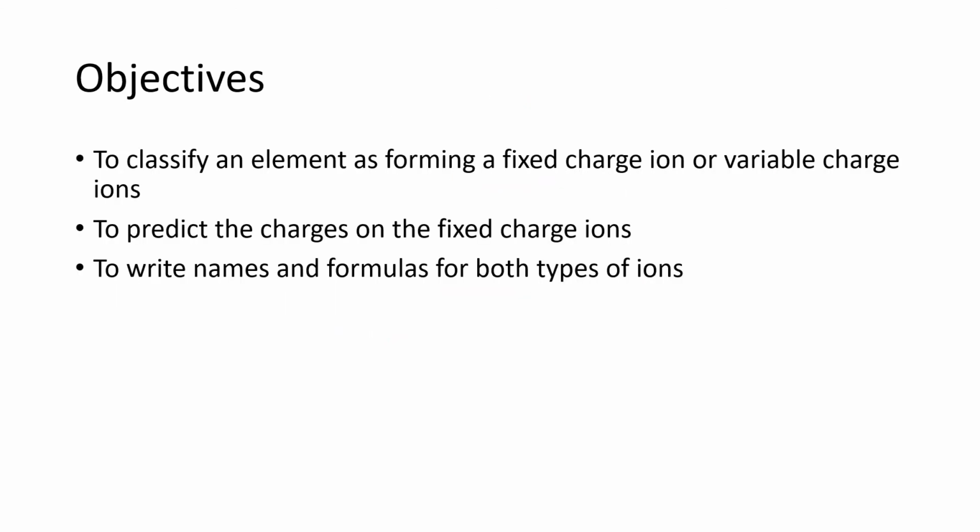Our first objective was to classify an element as forming a fixed charge ion or variable charge ion. Our second was to predict the charges on the fixed charge ions. And our last was to write the names and formulas for both types of ions.